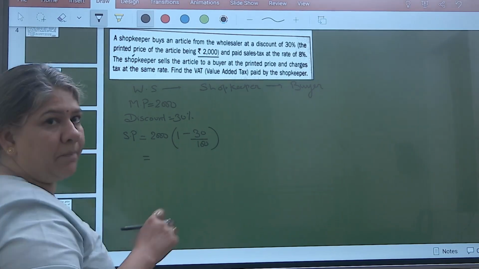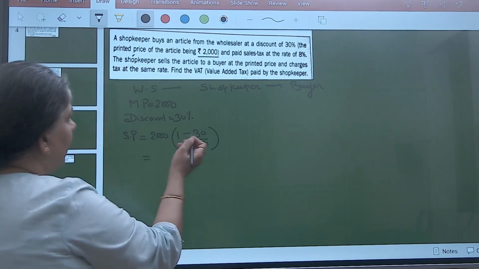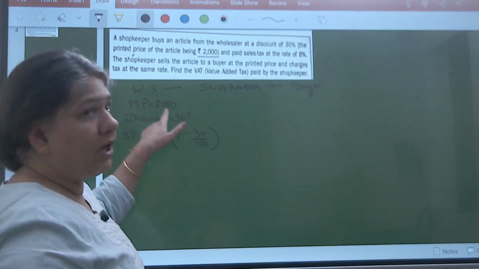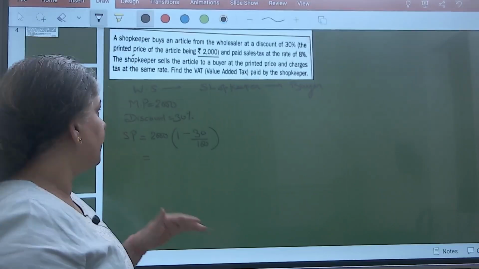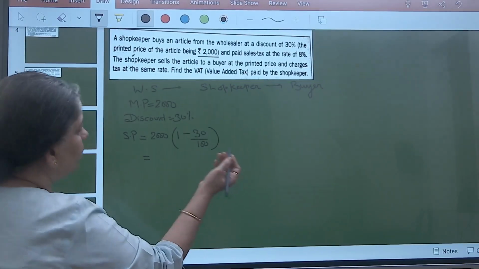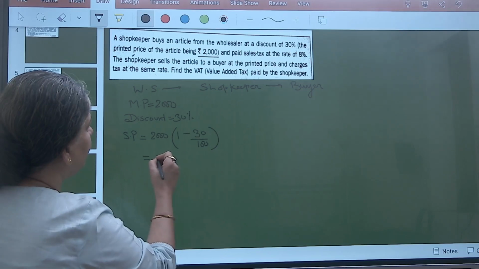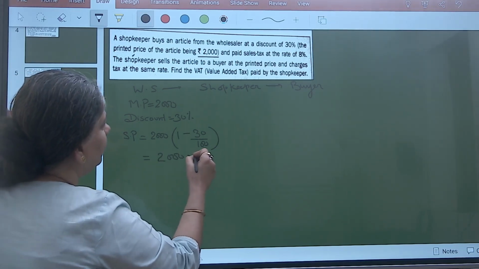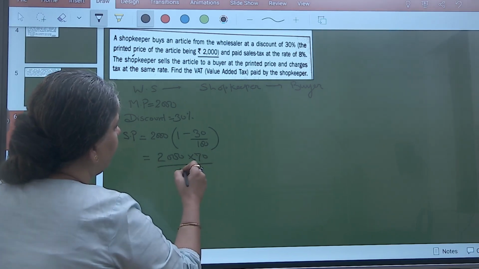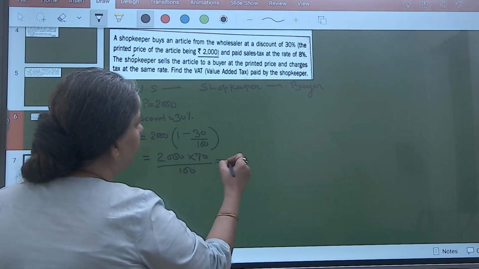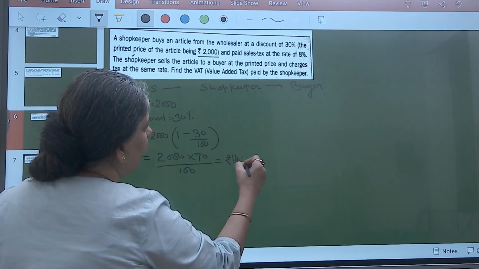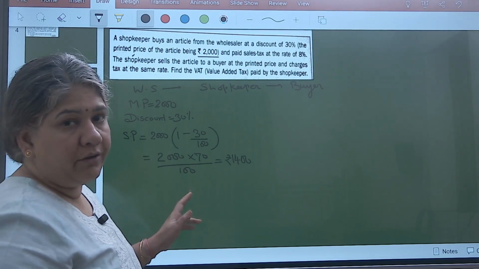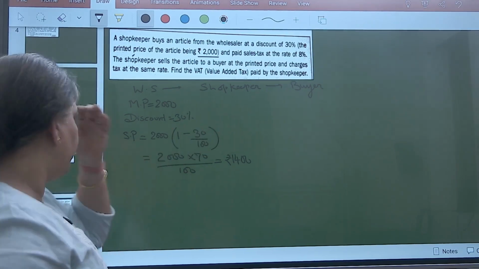This is a one-step way of solving it. Otherwise, you can find the discount in rupees, then subtract it from 2000. That will be a two-step process, but this is just to speed up our process for solving the question. 2000 into 70 upon 100. So you get rupees 1400. So the selling price of the wholesaler will become the cost price of the shopkeeper.